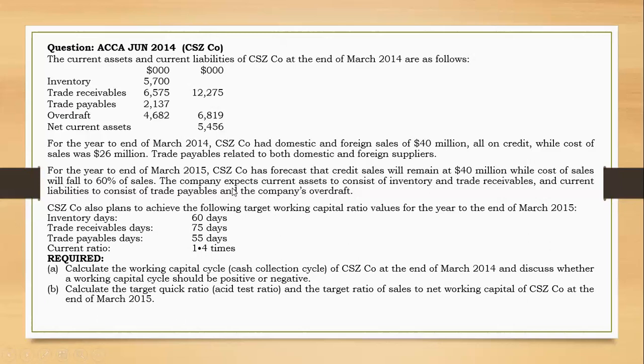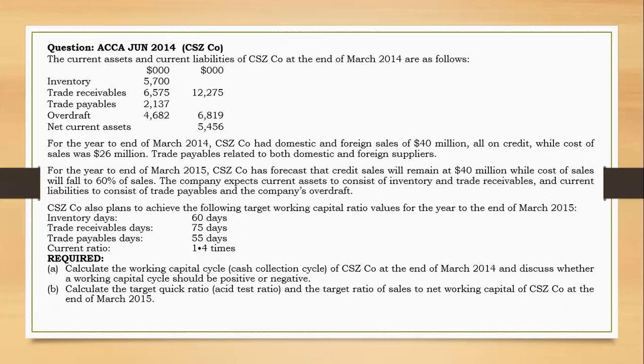So as for part B, we have to use information for part B. So that's what we really need to focus our strength on. If you just take a look here, to get the quick ratio equals current assets less inventory over current liabilities. But we really do not have that information. This one is for 2014. So I'll come to 2015 and use inventory days 60, trade receivable days 75, trade payable days 55, and the current ratio that is 1.4 times. Let's go directly to the question and see the solution and how we should go about this, right?